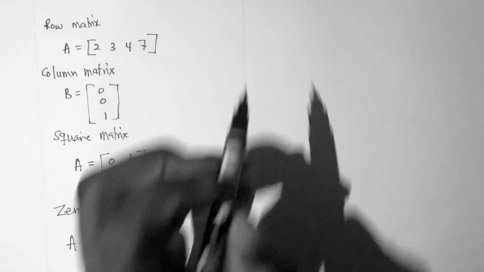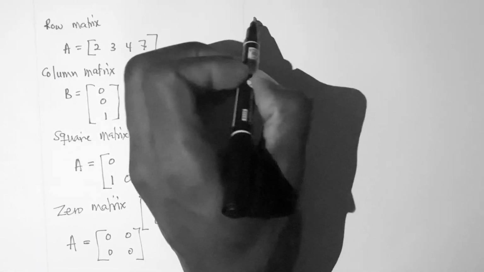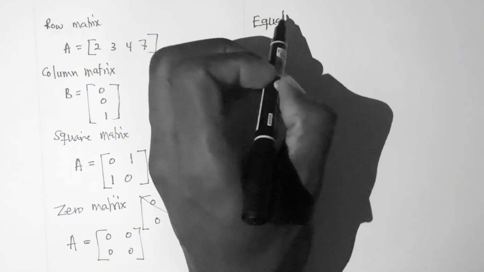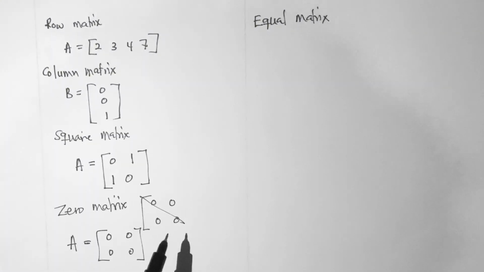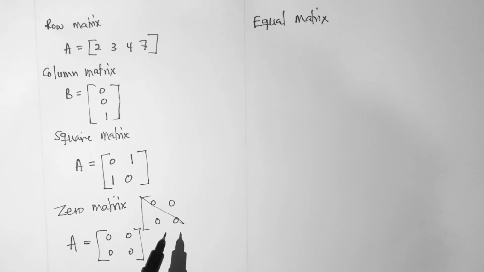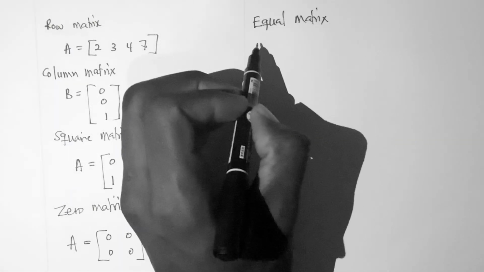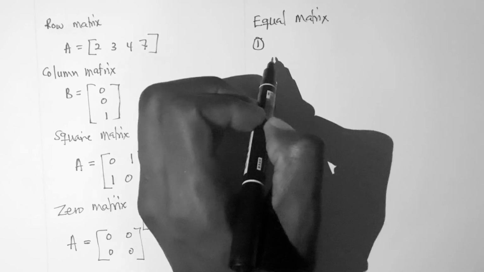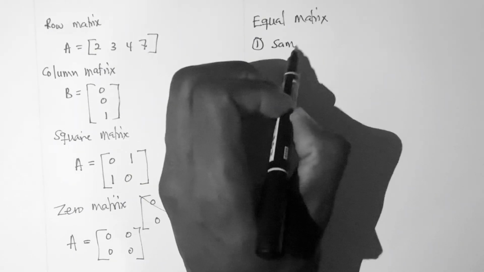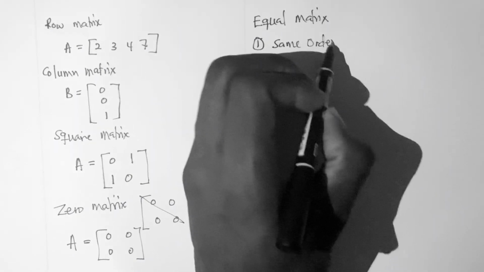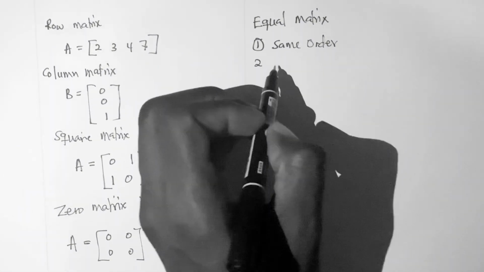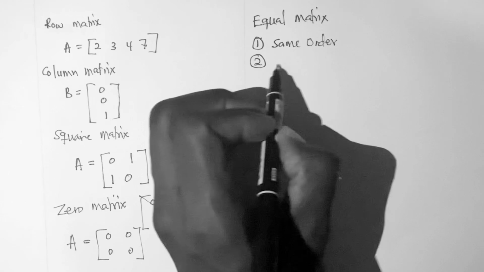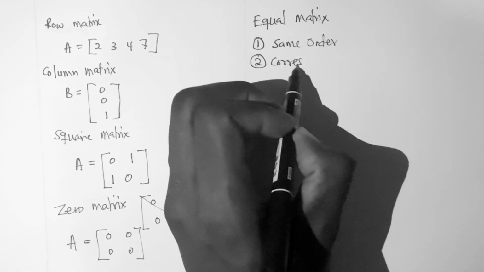Now let's talk about the last one, which is the equal matrix. What is an equal matrix? An equal matrix is a matrix that, first, has the same order. And then the second part is that the corresponding entries are also equal. So the corresponding entries.